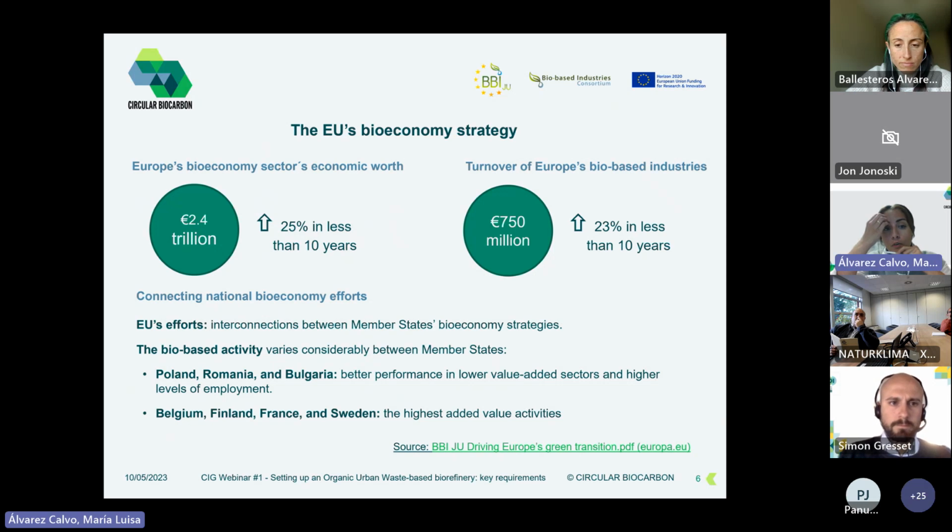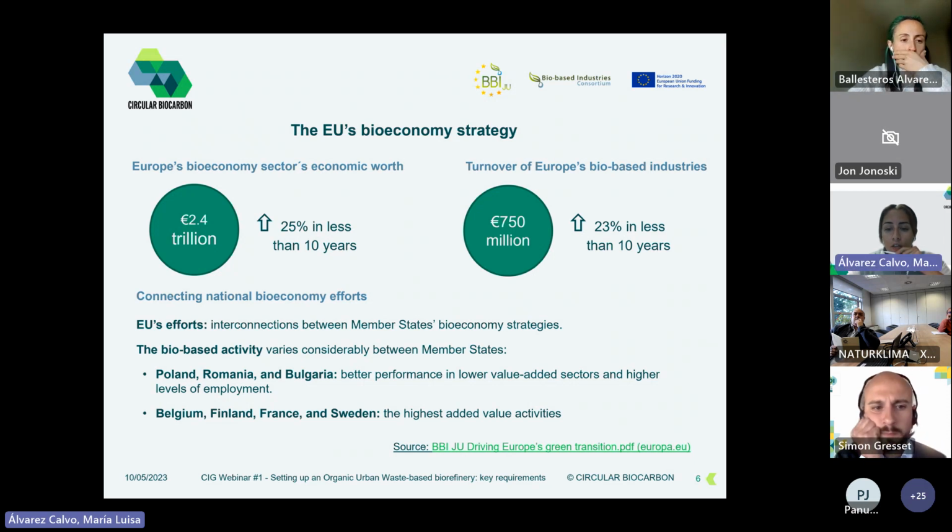According to this European bioeconomy strategy, the European Commission said that the European bioeconomy is worth an estimated 2.4 trillion euros and comprises the production and use of renewable biomass from land and sea, and the use of waste to make value-added products such as food, feed, bio-based products, and bioenergy. It supposes an increase of 25% in less than 10 years.